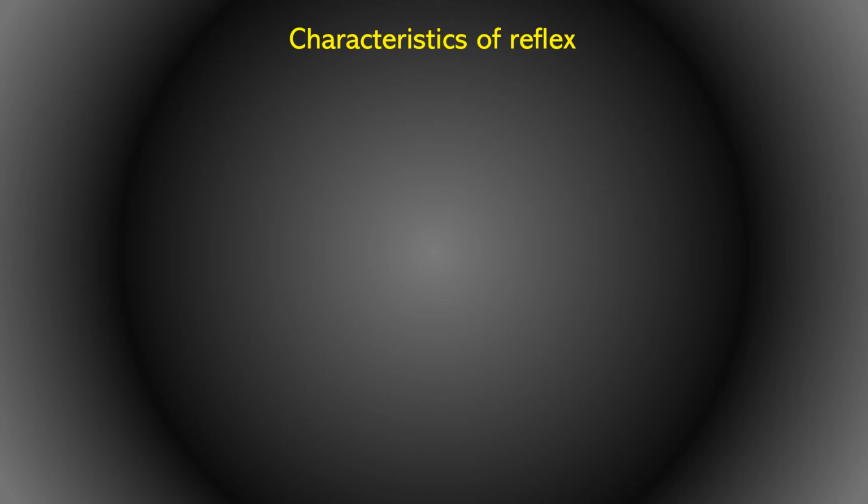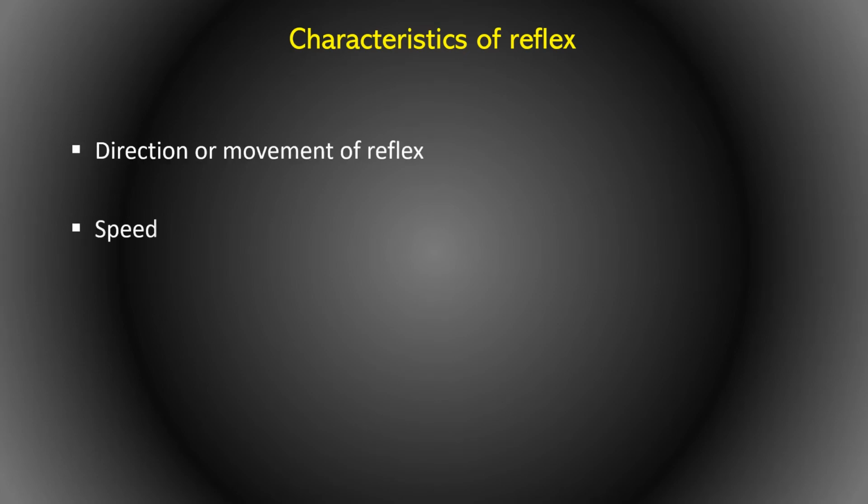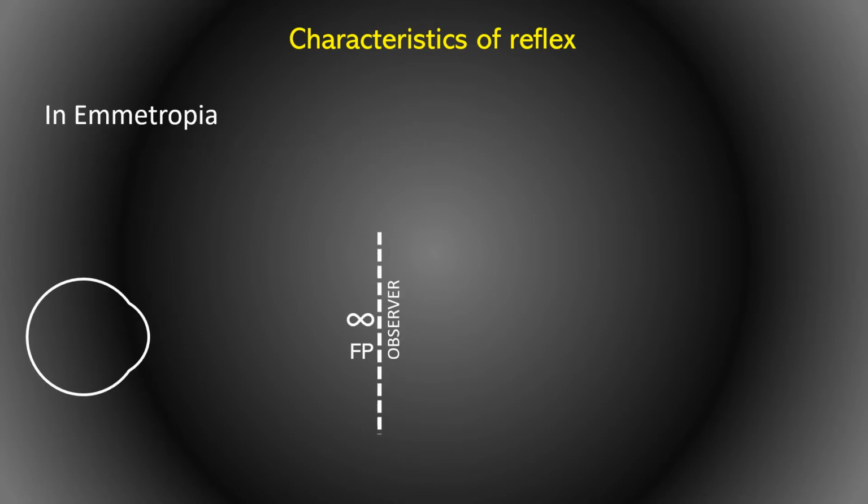Let's get back to the characteristics of reflex which I left on hold. Characteristics of reflex are direction or movement of reflex, speed, intensity and width. While doing retinoscopy, first look for the movement of reflex. That will tell you the type of refractive error. So the movement of reflex in emmetropia and ametropia: in emmetropia, the far point of the eye is located at infinity, which we have already seen in the previous slides.